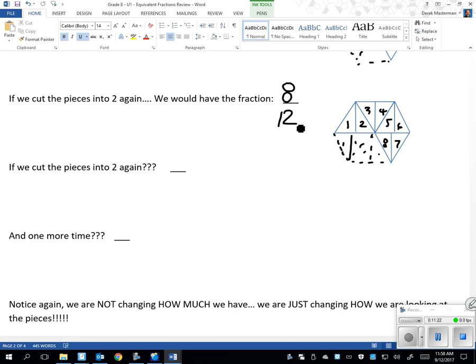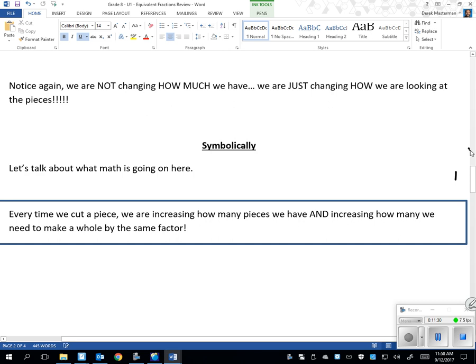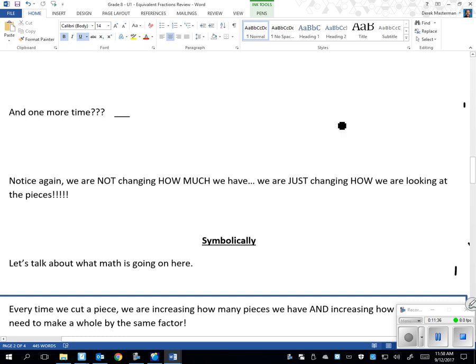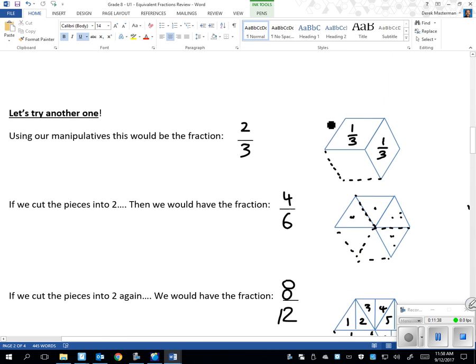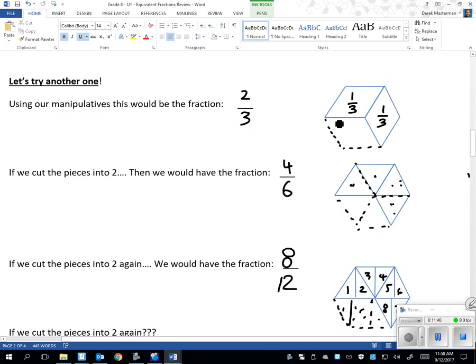What if I now, we're not going to look at these pieces anymore, but you should see a trend. Every time I cut all my pieces in half, what happens? Every time I cut my pieces in half, I took my pieces, I cut them in half. I took my pieces, I cut them in half. I took my pieces, and I'm going to cut them in half again.